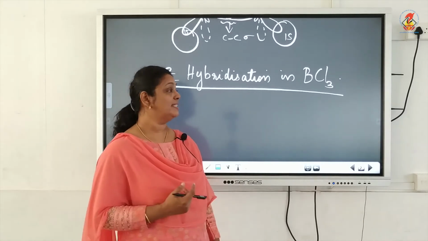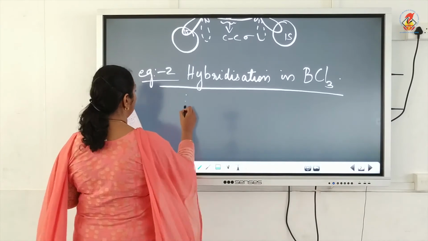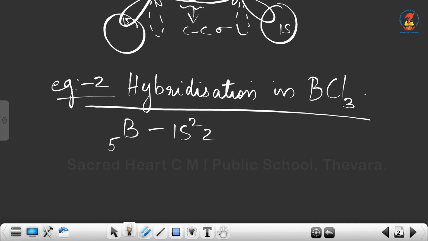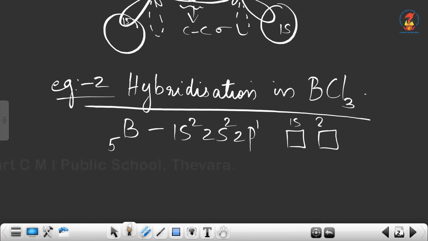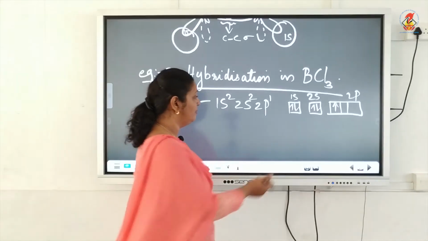Now we know that in BCl3 the central atom is boron. We know that the atomic number of boron is 5, so its electronic configuration is 1s2, 2s2, 2p1. When we draw the orbital diagram, 1s, 2s and 2p: 1s2, 2s2, 2p1.